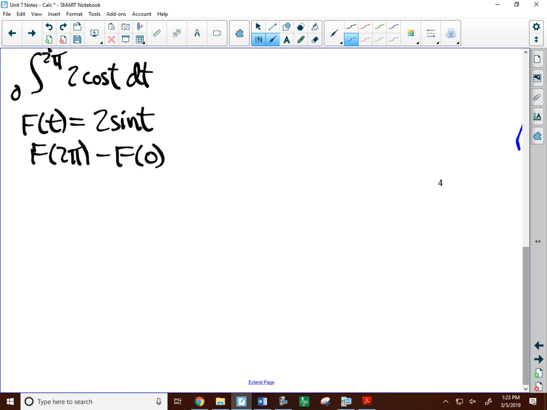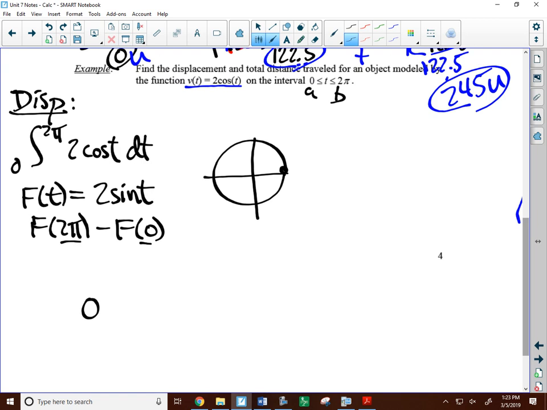Now, before you do any work here, do you know 0 and 2 pi on the unit circle? 0 is here and 2 pi is also there. So it doesn't matter what we're going to get here, it's going to be 0. Because we're going to get something and then subtract the same thing. So, sure. Now I will go ahead and do it. 2 pi, sine of 2 pi is 0. Times 2 is 0. Sine of 0 is 0. Times 2 is 0. So we do get 0 units.